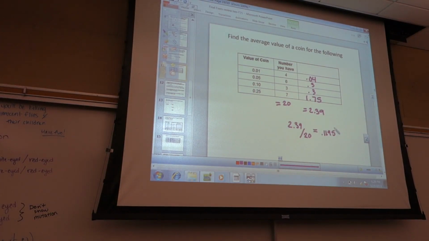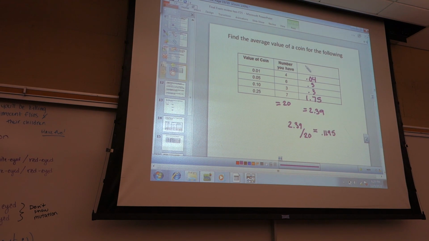Destiny, go ahead. Okay, so first you multiply across, so you multiply the value of the coin times the number you have. Once you get those values, you add them together. That's how I got 2.39. Since we're trying to find the average value of the coin, you divide by the number you have. So you add up the number you have, which is 20, and you should get 0.1195. Yes, and you can kind of think of it like this.